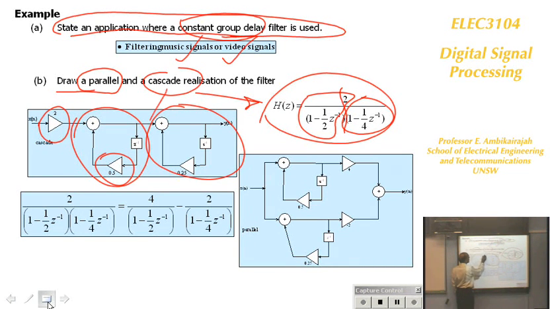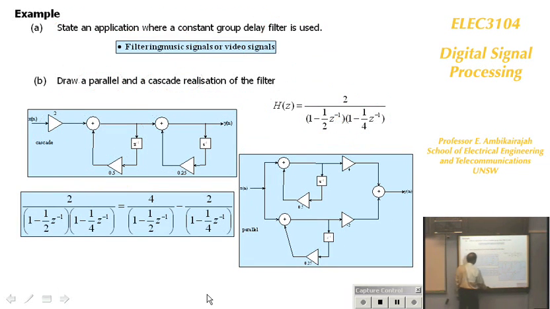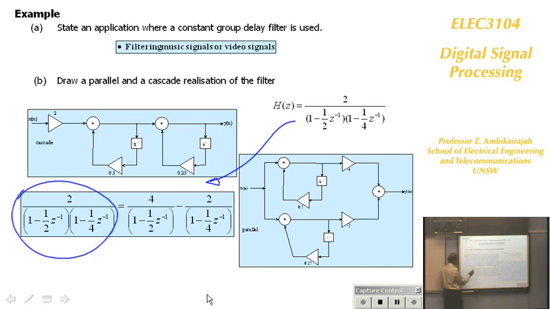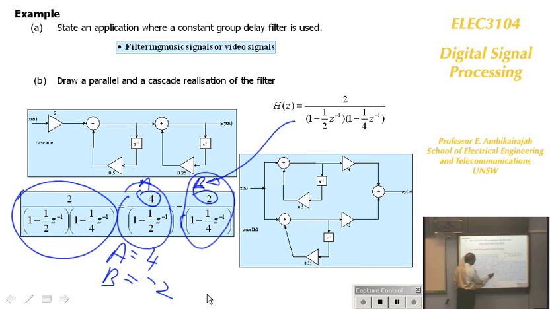Now for the parallel realization, you take the transfer function and put it in partial fraction form. So your transfer function becomes a constant A plus a constant B, added together. You know how to calculate the values when you put them in partial fraction form. This is A, this is B. And if you actually do it, A becomes 4 and B becomes -2. Once you have it, you implement this filter, you implement that one and add them together.